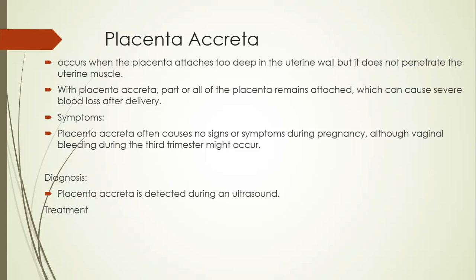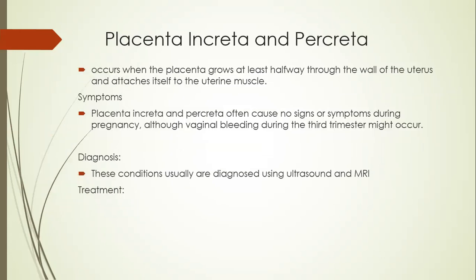And what are the symptoms of placenta accreta? The main symptom is bleeding. Placenta accreta has no signs and symptoms during pregnancy. The only sign is non-painful bleeding. Although vaginal bleeding might be there in the third trimester, how can you diagnose it? Simply with ultrasound.